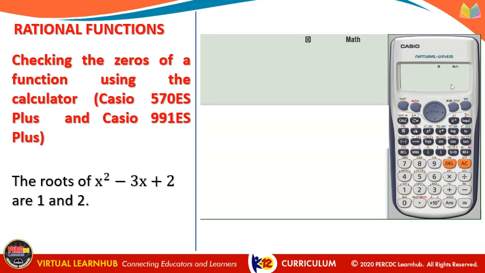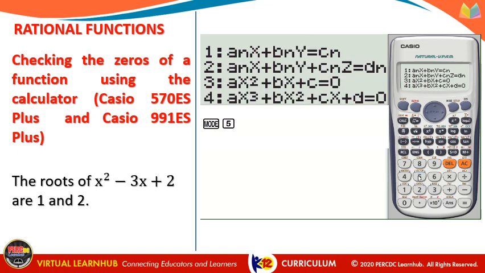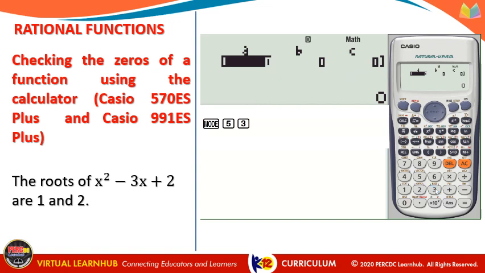Sige. Paano umpisahan ang pagkuha ng roots? Pindutin lang natin muna yung mode. And then, press 5. So, pipili natin yung equation. So, that's mode 5. Next, ang binigay sa atin ay quadratic. Pag quadratic equation, pipiliin natin yung 3. So, again, 3 ay para sa quadratic equation. So, mode 5, 3. Tapos, ilagay natin ang values ng A, B, C.